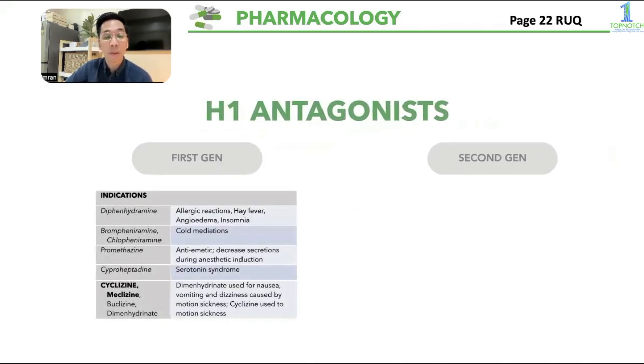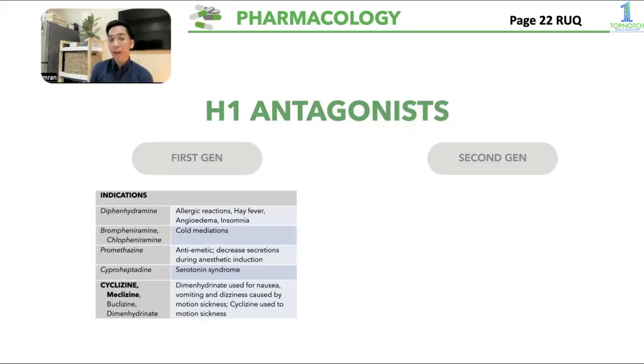Ito sila, no? First generation ay ang diphenhydramine natin, ginagamit siya usually for yung mga allergic reactions. If you want a more strong or potent drug for yung mga urticaria, yung mga hypersensitivity reaction, you can give diphenhydramine. Now, next dyan, yung mga brompheniramine natin and chlorpheniramine, makikita niyo yan actually sa mga cold medications natin, no?